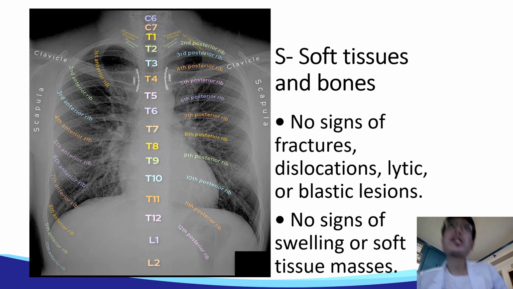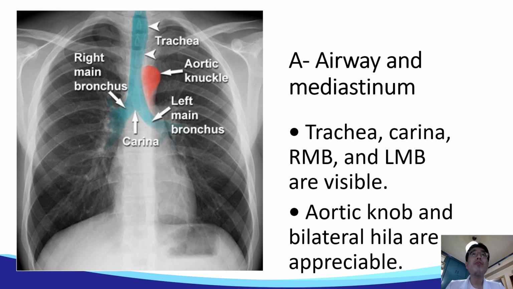Next, S, which stands for soft tissues and bones. We see here that there are no signs of fractures, dislocations, or any bony lesions. We also do not see here any signs of swelling or soft tissue masses. Next, we move into evaluating the airway and the mediastinum. In this radiograph, we see that the trachea moves down until it reaches the carina, bifurcating into the left and the right mainstem bronchi. The aortic knob, also known as the aortic knuckle, is also visible, as well as the bilateral hilum.